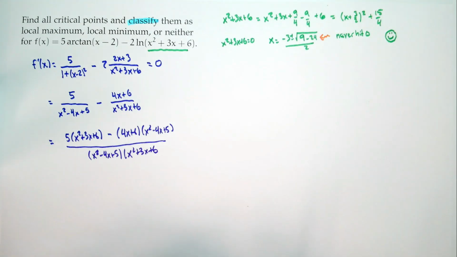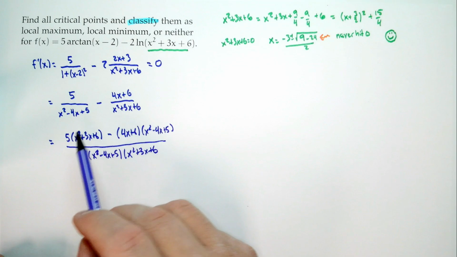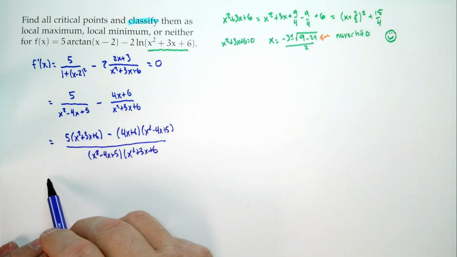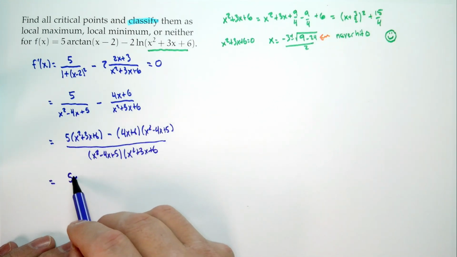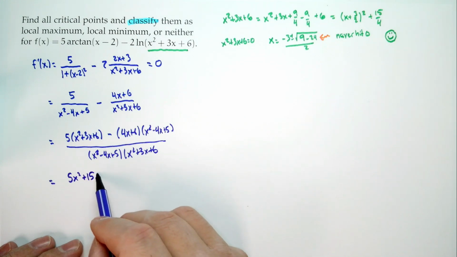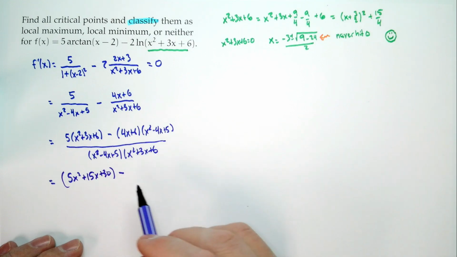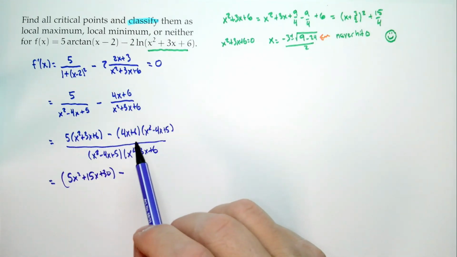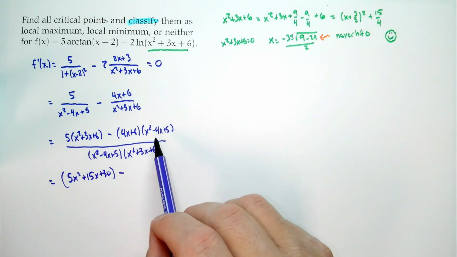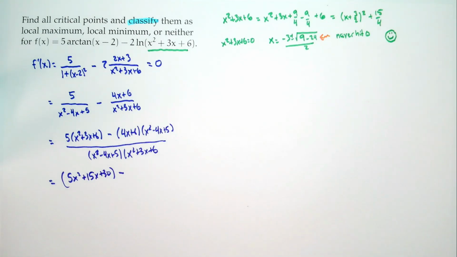Now, we're just patient. The first term is easy to simplify. You just multiply the 5 through each piece. So we get 5x squared plus 15x plus 30. Then we're going to subtract. What do you do for the second part? 4x plus 6 times x squared minus 4x plus 5. Well, what you want to do is you want to do FOILing. Well, how does FOILing work when it's more than two terms?